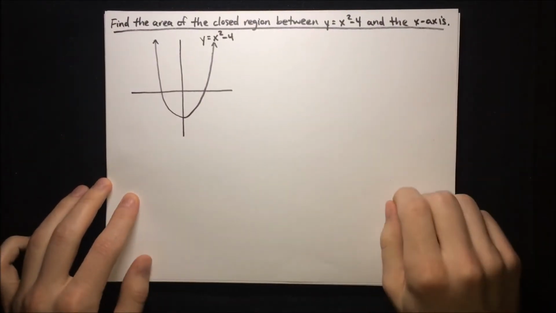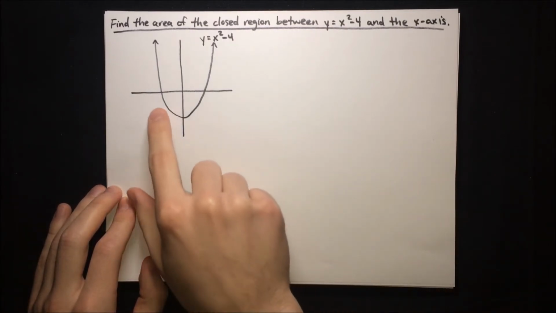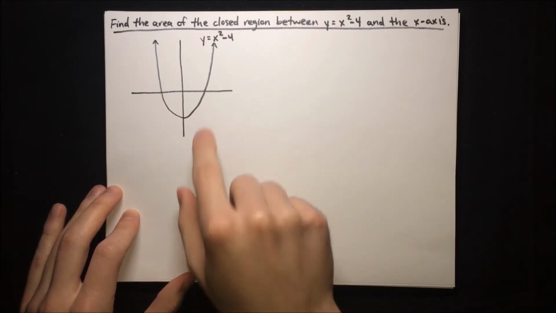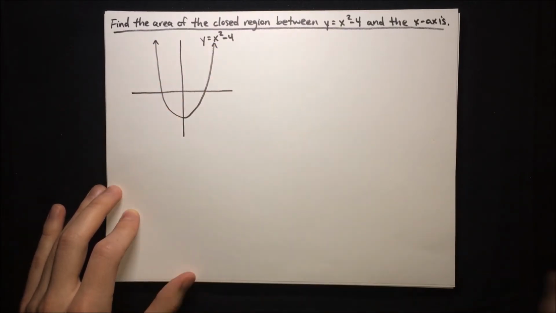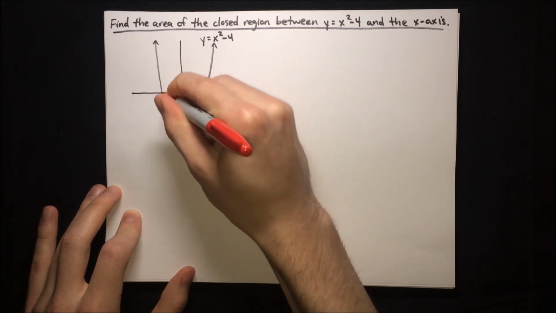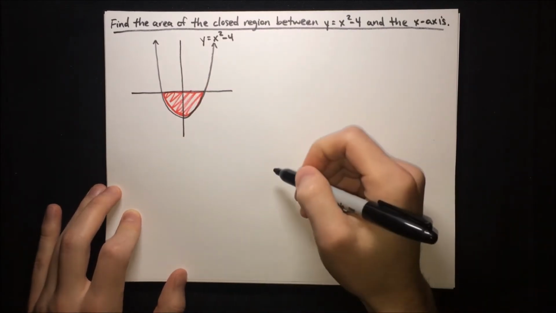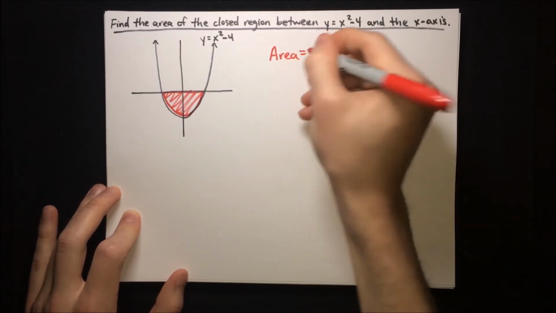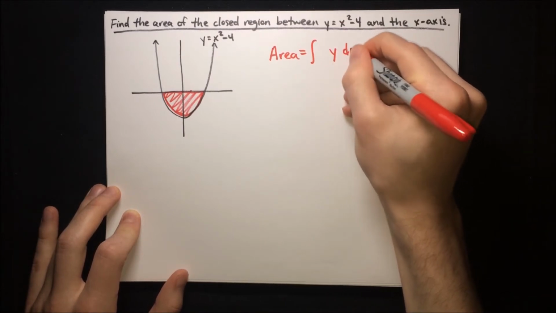Here's another example, which is a little bit trickier because we have to actually get some of the information from the problem before we set up the area integral. So we want to find the area of this closed region between this function y equals x squared minus 4 and the x-axis. So we want that area right here. So how do we find this area? Well, we can set up our area integral. Area equals the integral from the bounds of y dx.